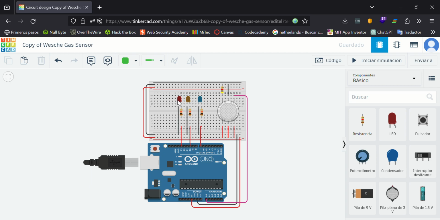Each of our LEDs is connected in the usual way, with one resistor connected to a positive side that goes to a digital pin of the Arduino, in this case pin 13 for the red LED, and with the negative side connected to a ground line that goes out of our Arduino ground pin.